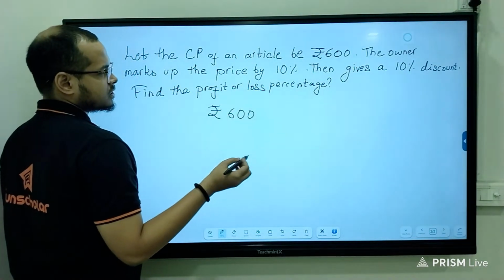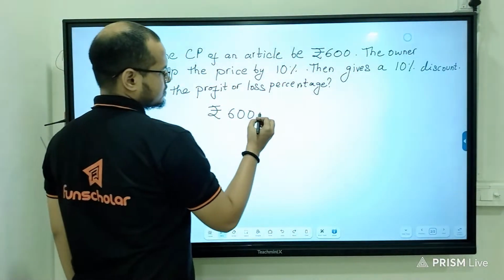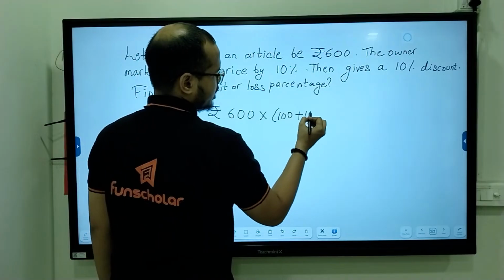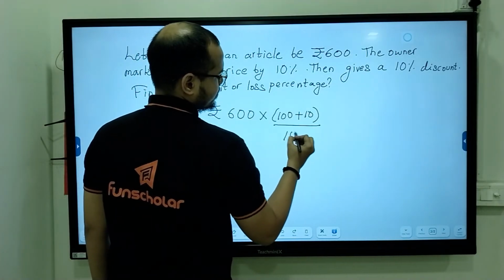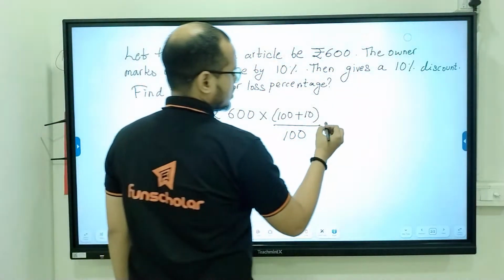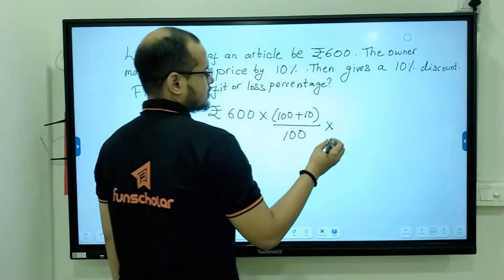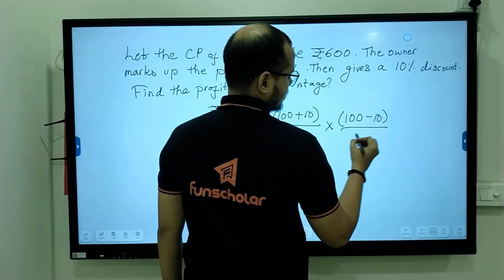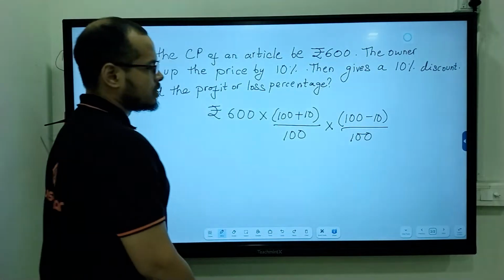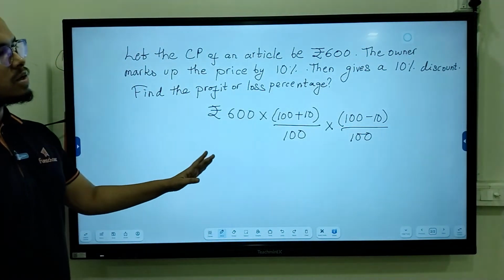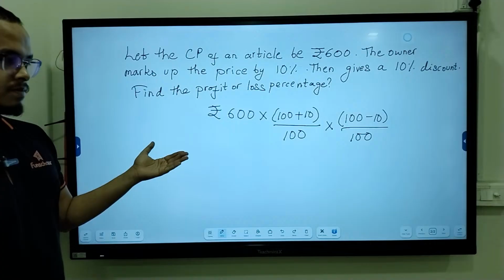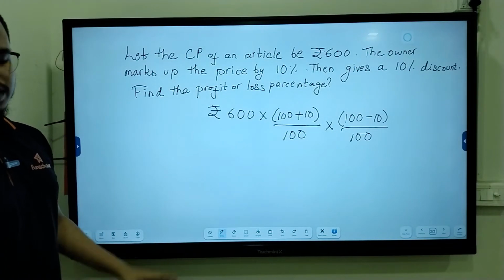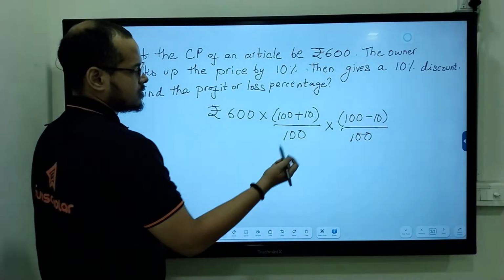First thing I will do is mark up the price. Marking up by 10% from 100, I'm marking up by 10%. Next, I am giving a discount of 10%. So if 100 is the full value, 10% is the discount. If we solve this, without even doing anything else, we'll get the selling price directly. Now let's do it.